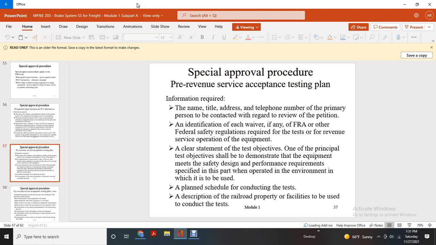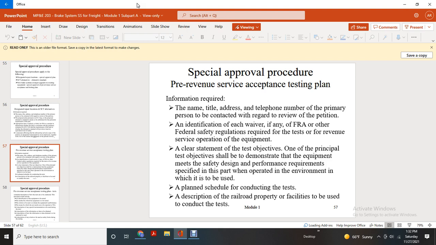Special approval procedures. Approval procedure: pre-revenue service acceptance testing plan. Information required: the name, title, address, and telephone number of the primary person of contact, with regard to the petition and identification of each waiver, if any, of the FRA federal safety regulation required, with the test of the revenue service operation of the equipment, a clear statement of the test objective for the principle of the test objective for the demonstration of the equipment's safety design performance requirements specified with the part, with the operating environment in which they would be used.